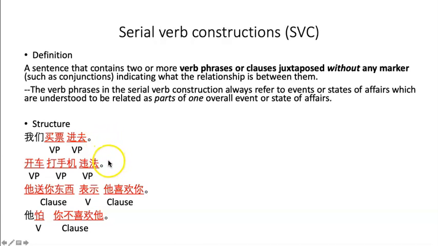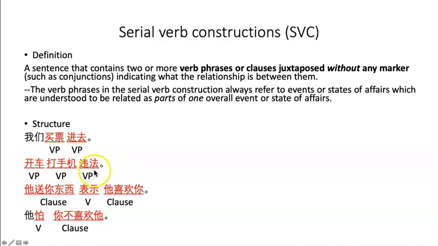The second example, 开车打手机违法. Driving while using the cell phone violates a law. And in this sentence, there are three verb phrases. 开车 is a verb phrase. 打手机 second verb phrase. 违法 the third verb phrase. When the three verb phrases are put directly together, meaning juxtaposed without any marker in between, this is what we call a serial verb construction.